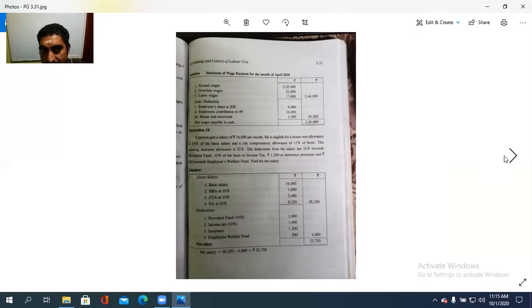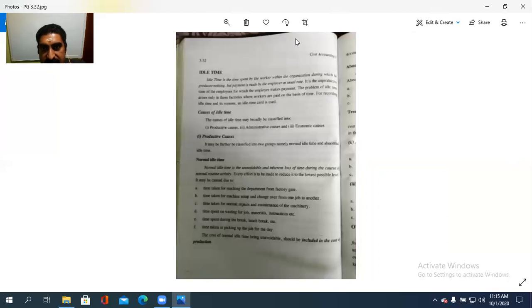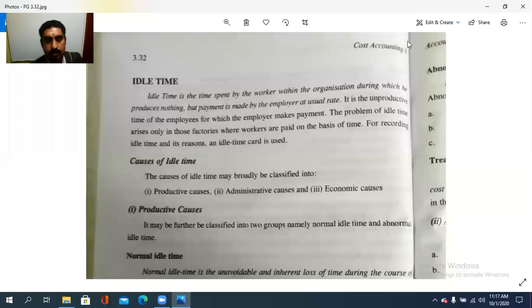Then today we are going to discuss idle time. So we saw in the previous classes how a worker gets wages through the time rate system or the piece rate system. Along with that, a part is to be given as bonus or incentives, isn't it? Then another term is idle time. Idle means nothing doing, isn't it?